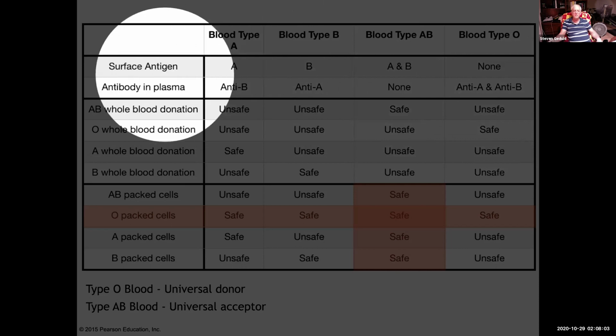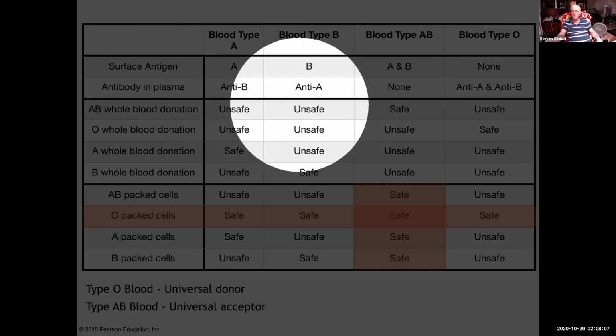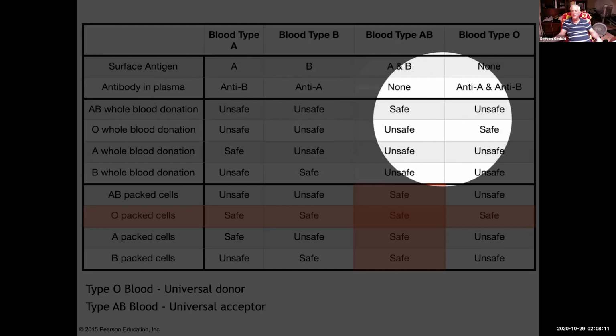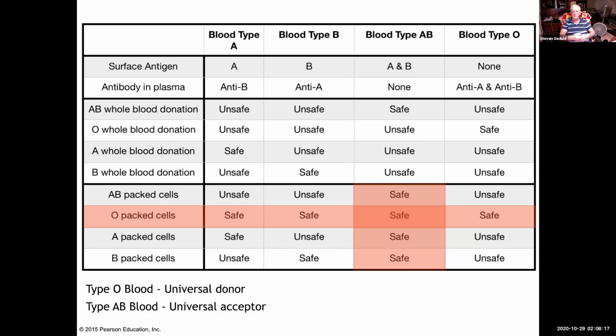The antibodies in the plasma: you have anti-B in A, anti-A in B. You have no antibodies in the plasma for AB, and you have both antibody A and antibody B in a type O patient in their plasma. And you can see the unsafe and safe donations.